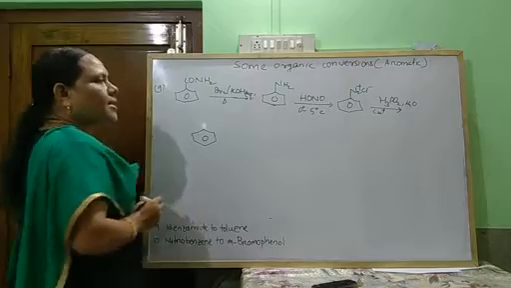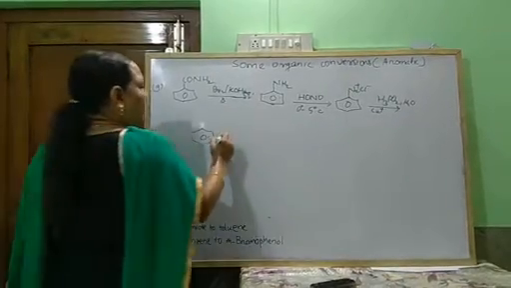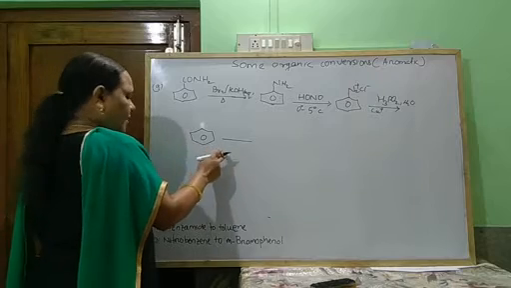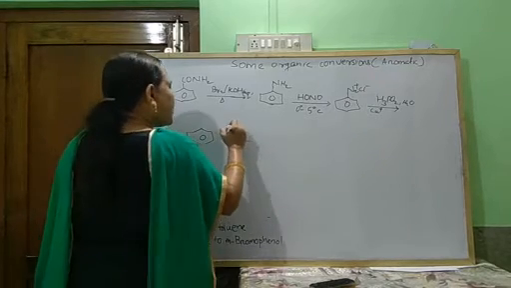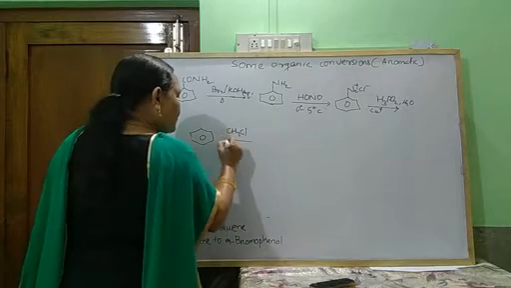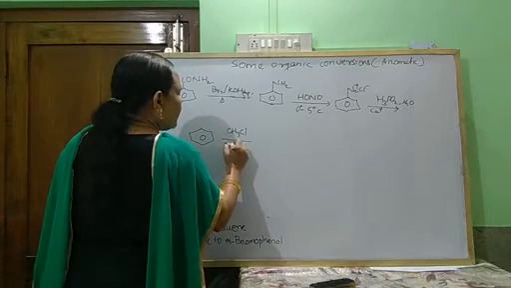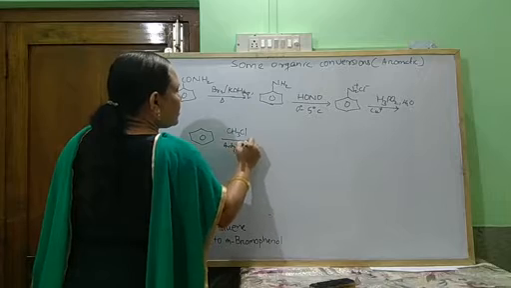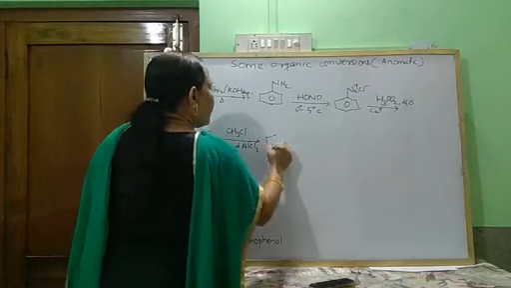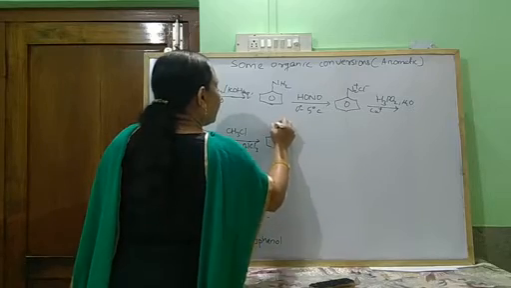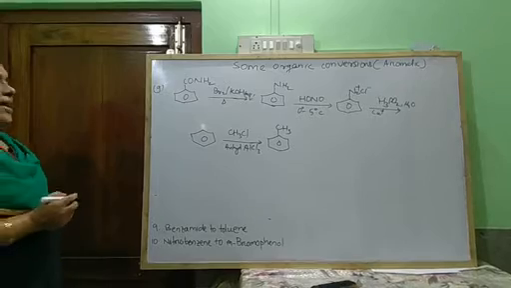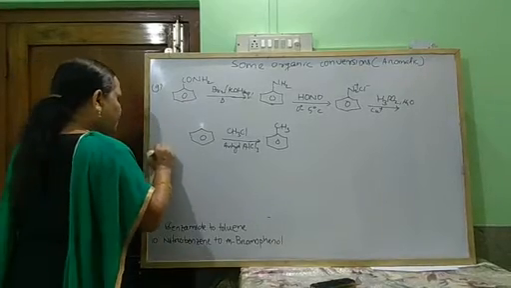benzene. And this benzene, again when treated with methyl chloride in presence of anhydrous aluminum chloride, forms toluene. This is one method. And another method also you can use.